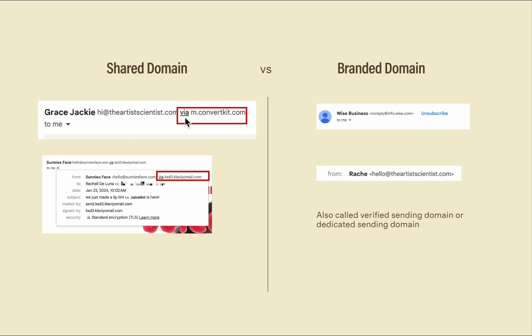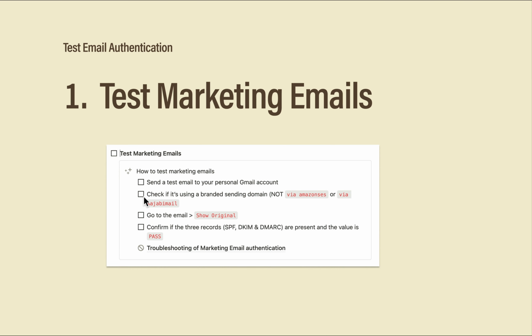There is typically via amconvertkit.com or via claviomail.com. In the case of Flowdesk, that would be via amazonses.com or fdske.com. And this is important because our emails won't pass the DMARC authentication if we are using any of these shared domains. If we fail this check, we will address that later when we troubleshoot our marketing emails. But for now, we'll proceed with checking if our 3 required records are present.